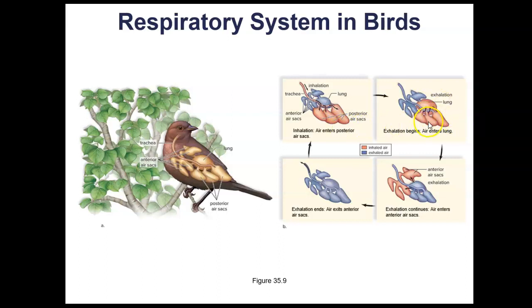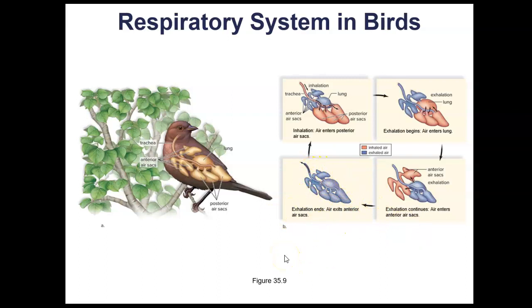So here are the posterior air sacs. Now air is entering the lung. Now it's going to move from the lung to the anterior air sacs, which are located in all these areas here. And then air is going to exit through those anterior air sacs. So it goes one direction through the respiratory system.